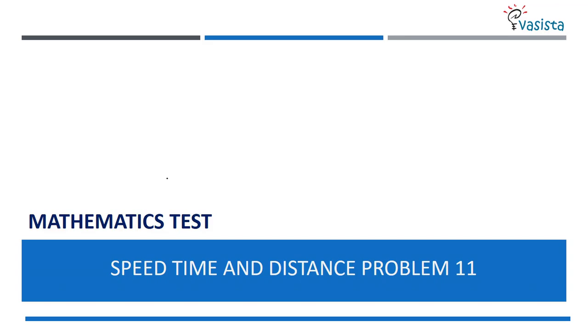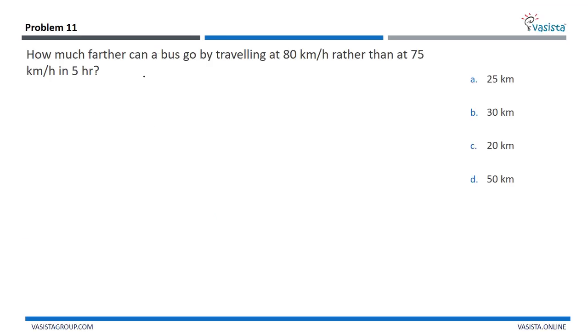So let us start solving problem number 11 based on speed, time and distance. Right, let us check out this. How much further can a bus go by traveling 80 km per hour rather than at 75 km per hour in 5 hours? Right, so first of all we have to check out if it goes 75 km per hour in 5 hours. So what may be the distance it covers?